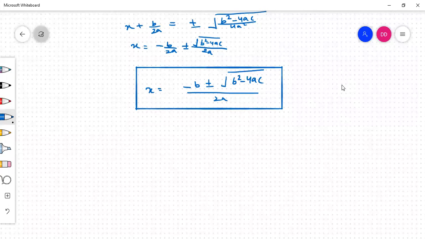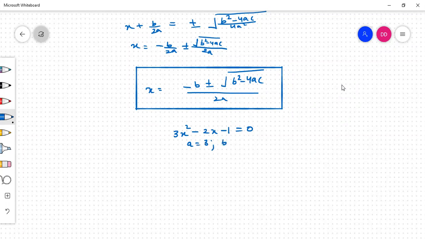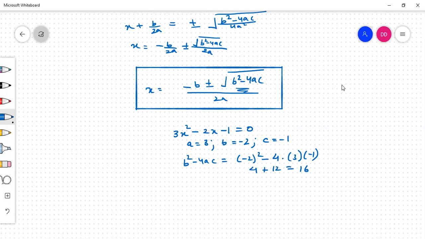Let's take one example and apply this to get the roots of the quadratic equation 3x squared minus 2x minus 1 equals 0. Let's identify our a, b, c over here. My a is 3, b is minus 2, and c is minus 1. So now let's get this value b squared minus 4ac. It will become minus 2 whole squared minus 4 times a, which is 3, times c, which is minus 1. This becomes 4 plus 12, that is 16.